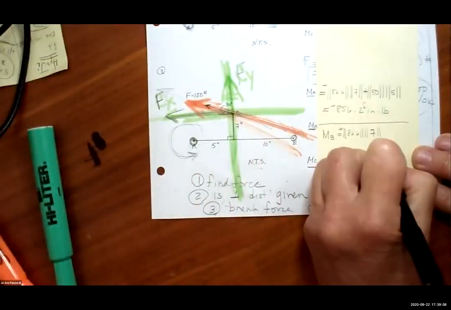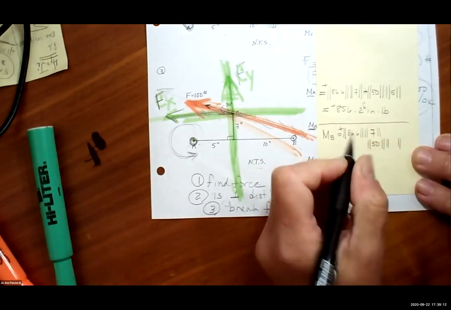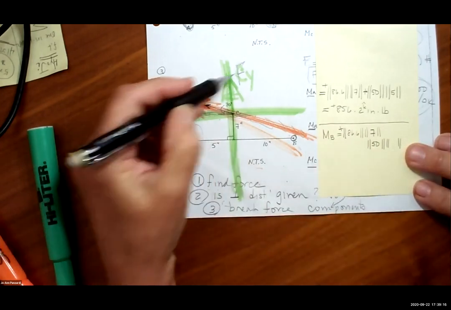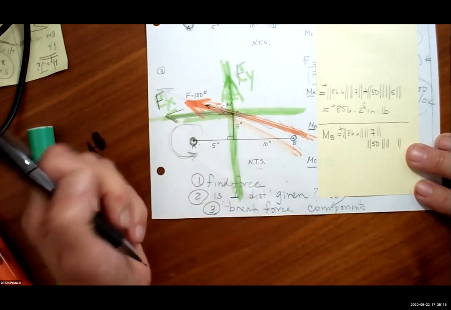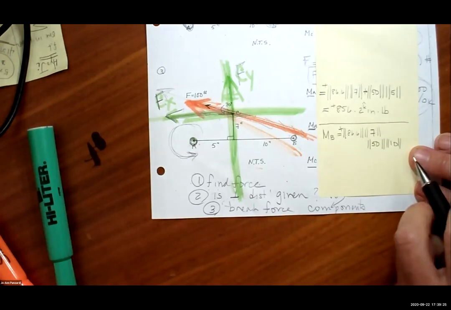Okay, now we do the second part of it. Fy is 50, absolute value of 50 times the absolute value. Luis, what is the perpendicular distance from Fy to B? 10 inches, yeah. Great. Does it create a positive or negative moment? A negative moment. Great.